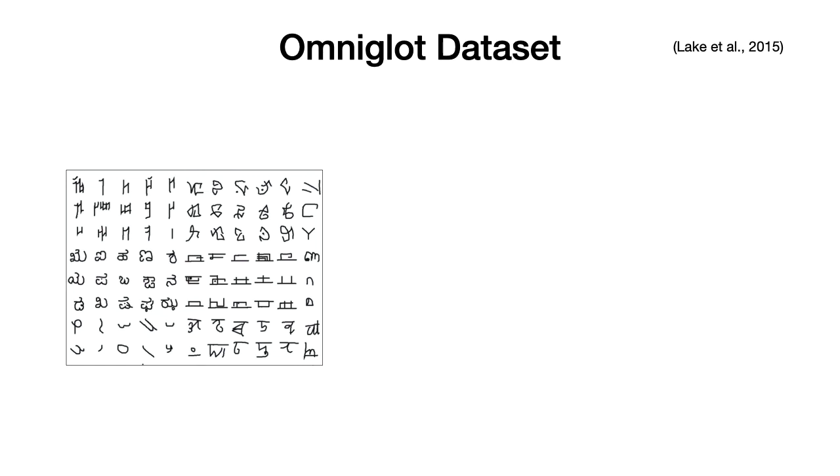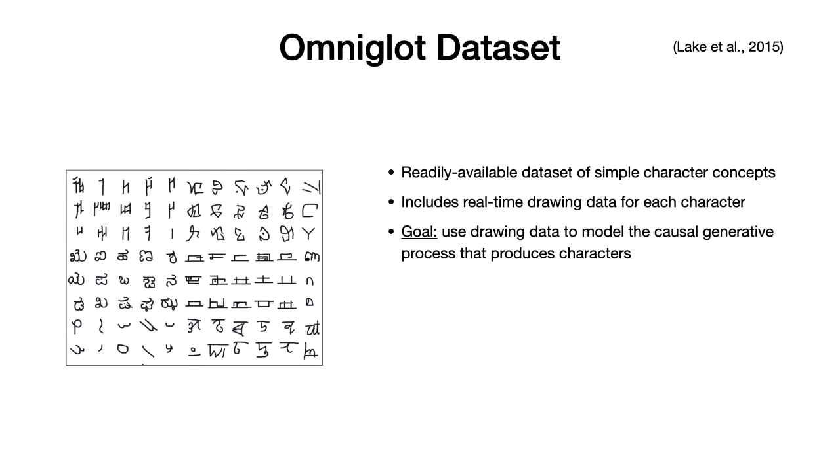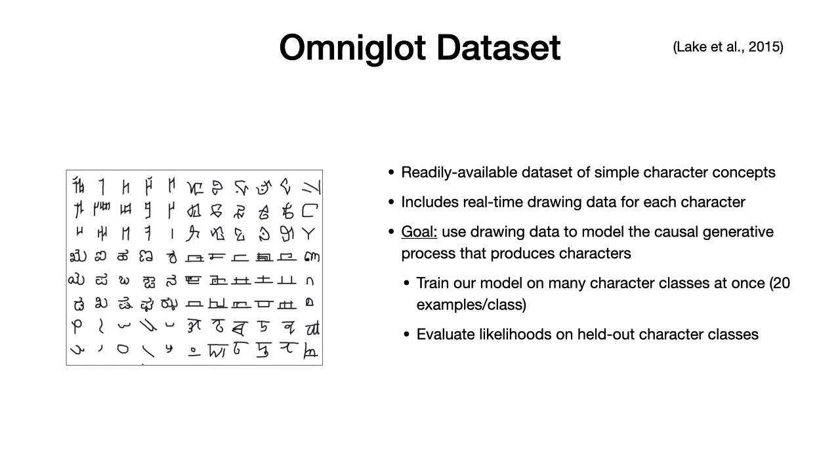Now, we're going to train this model using the Omniglot dataset, which is a readily available dataset of simple character concepts, and it includes real-time drawing data for each character. And our goal is to use the drawing data to model the causal generative processes that produces characters. We're going to train our model on many character classes and then evaluate log likelihoods on held-out character classes, i.e. novel character concepts. And we also ask our model to generate new character concepts, and we will evaluate the productions.